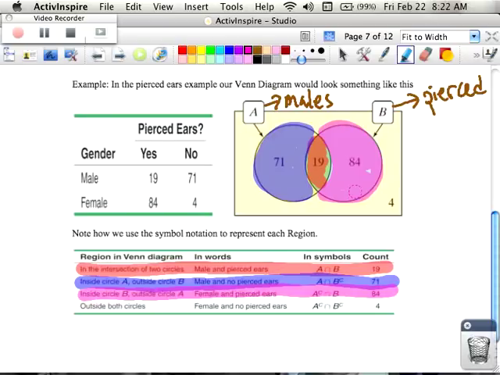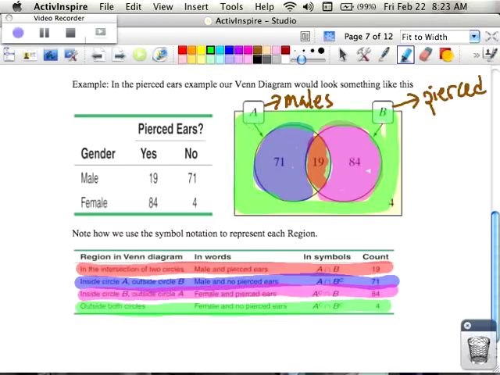And then the last one is talking about outside both circles, which means you're female and you don't have any piercings. And so when they represent that, the A complement means not a male, and the B complement means female without piercing. And that's everything that was not talked about already in that space. So everything outside the circles is what they're talking about.